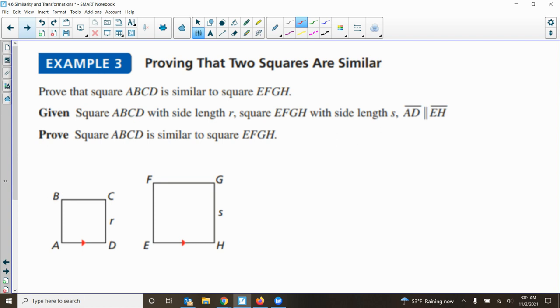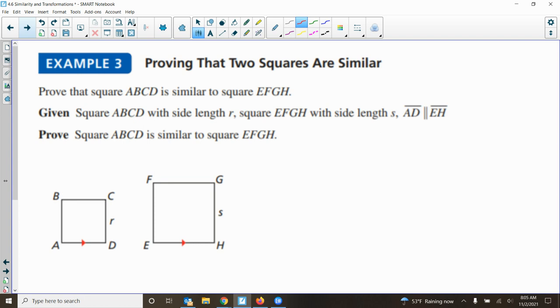Okay, you have to incorporate a dilation somewhere. Generally speaking, what you want to do first is get one point matching up with the other. Notice here the square is on the left, maybe a little bit below.